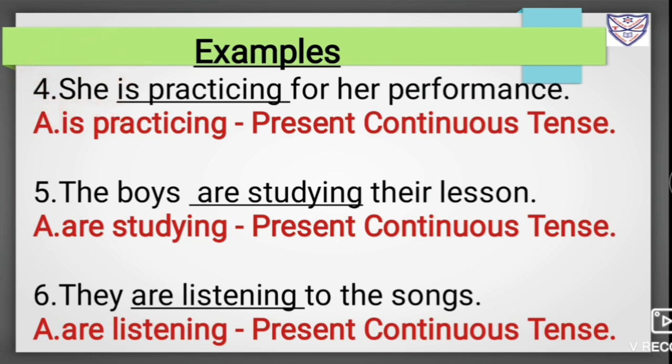After this subject we have a helping verb, and that helping verb is "is". Now after this we have verb plus ing, that is practice plus ing will become practicing. So we can say "is practicing" is in present continuous tense. Why? Because it shows an action which is going on or continuous at the present time. Therefore "is practicing" is in present continuous tense.